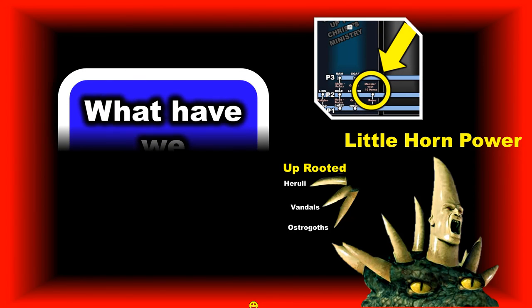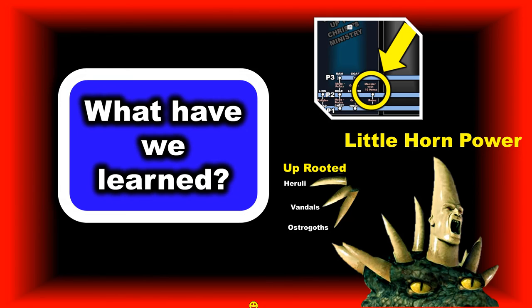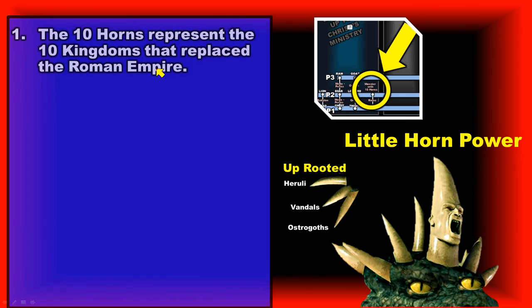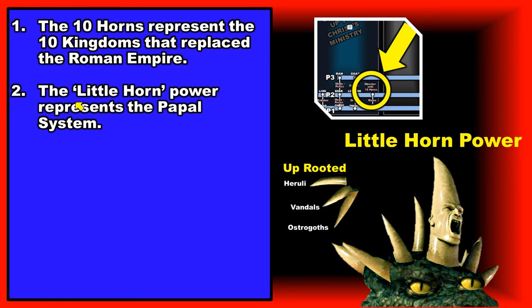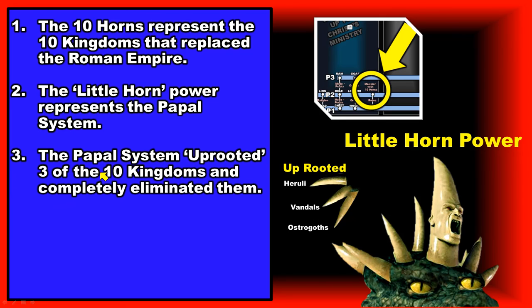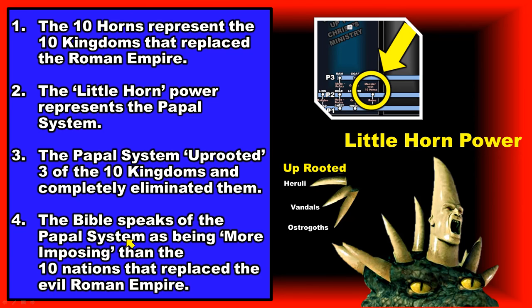Well, what have we learned from our study today? Have we learned anything? Let's take a look here. Number one, I've shown you that the 10 horns represent 10 kingdoms that replaced the Roman Empire. Number two, the little horn power represents the papal system. Number three, the papal system uprooted three of the 10 kingdoms and completely eliminated them. And finally, number four, the Bible speaks of the papal system as being more imposing than the 10 nations. And it was. The papal system was a very powerful ruling entity throughout Europe during the Dark Ages, and we'll study that in future prophecy studies.